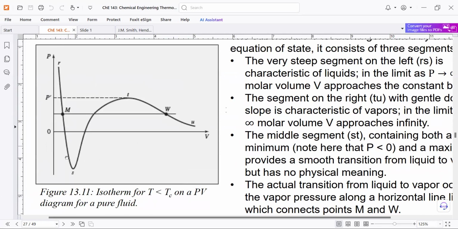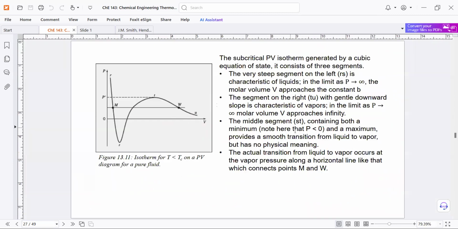Okay? So again, segment S to R is the liquid phase, segment T to U is the vapor phase, segment S to T has no physical meaning. It's just a consequence of using the cubic equation of state. But in reality, what happens is that the transition from liquid to vapor and vapor to liquid happens at a constant pressure described by this horizontal line M to W.